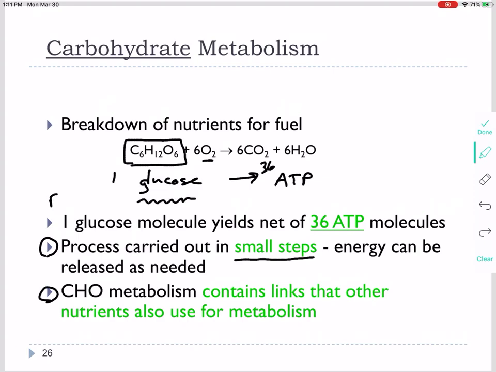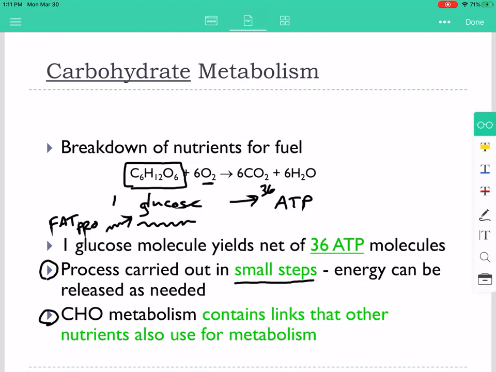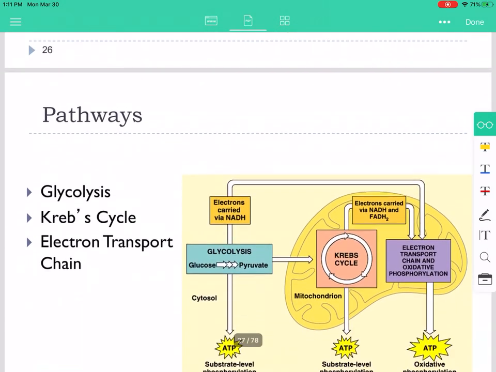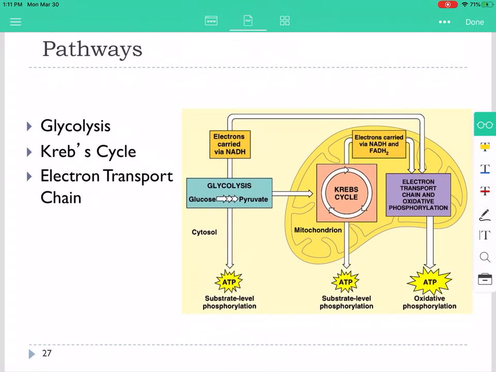Last thing to point out here is that even though we're going to be focusing on glucose to start, we can bring fat and protein into this equation. And we can eventually convert fat and protein into ATP. So these same steps that we talk about for carbohydrates are going to have entry points that fat and protein can pretty easily enter.